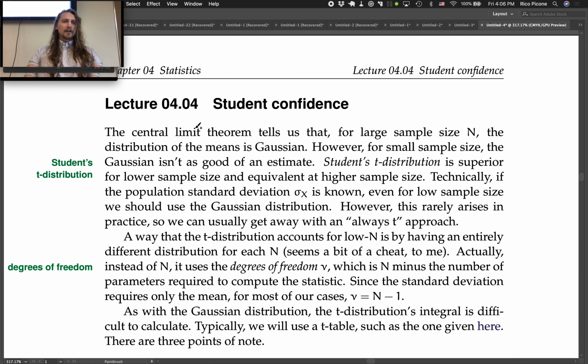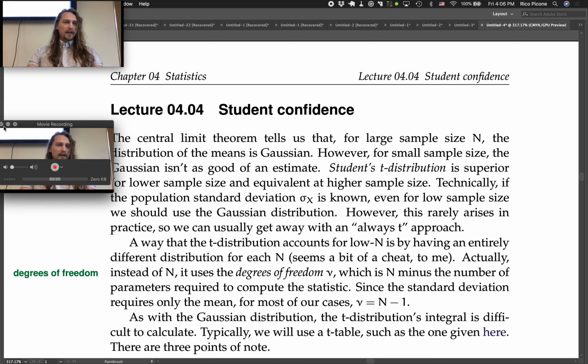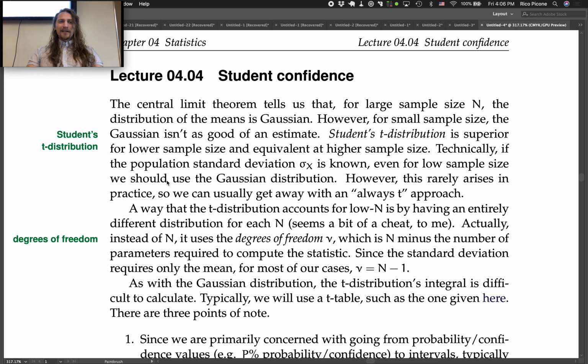Okay, so lecture 4-4 on student confidence. The central limit theorem tells us that for a large sample size n, the distribution of the means is Gaussian. We saw that last lecture. Student's t distribution is superior for lower sample size and equivalent at higher sample size.